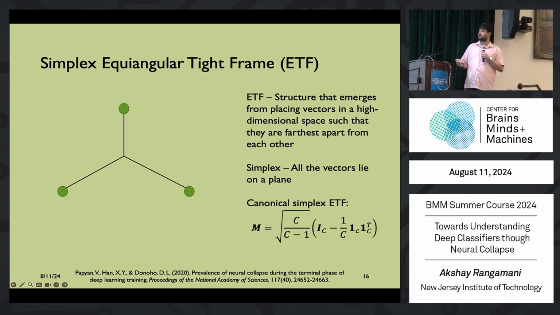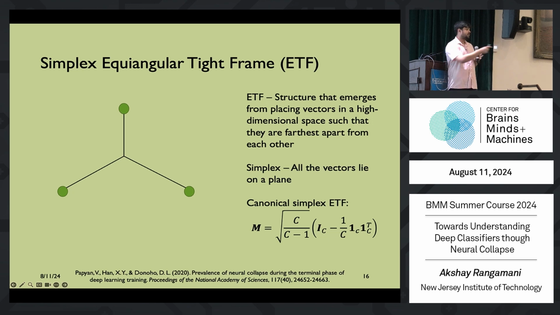Here we're going to look at something called a simplex equiangular tight frame, which, apart from having the vectors at equal angles from each other, also needs to lie on a plane. And you can show that the canonical simplex ETF looks like this. You can write it down in closed form. And this, if you think about it for a second, is just an operator that takes a bunch of data and computes the mean of that data. So this is the canonical simplex ETF.